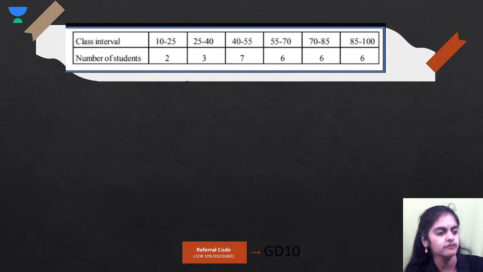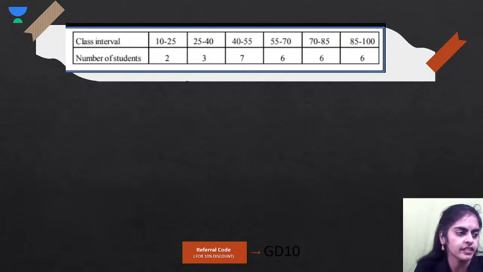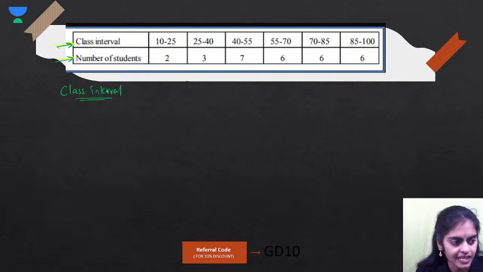So here we have class interval given to you, and number of students given. What are given? Class intervals and number of students. So let me take the class interval here, class interval and number of students. After class interval and number of students, what is that you have to take?